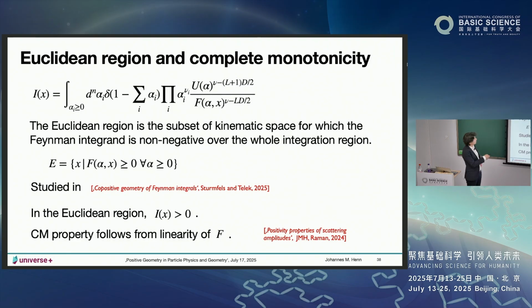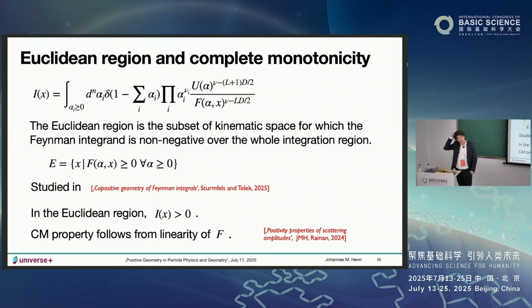So this is a very general formula for Feynman parameterization, and as I just said, we define the Euclidean region as the kinematic region where this F polynomial is non-negative. And then, as in the toy example, since this F is linear in the kinematics, you can easily convince yourself that complete monotonicity holds. Our math friends have a first paper where they study this Euclidean region under the name of copositive geometry of Feynman integrals.